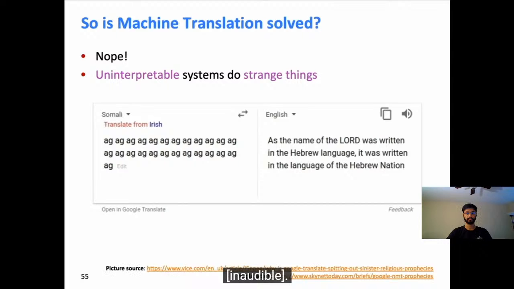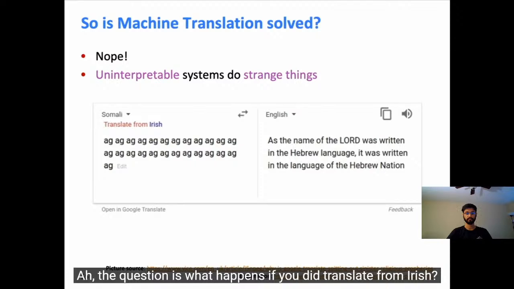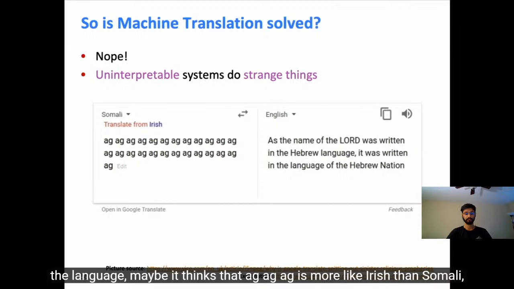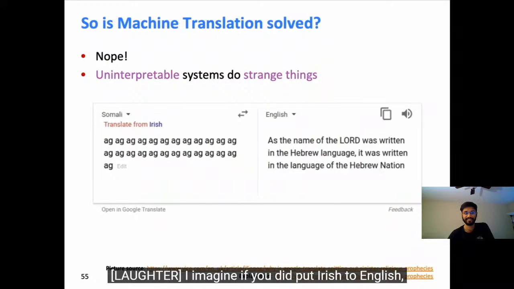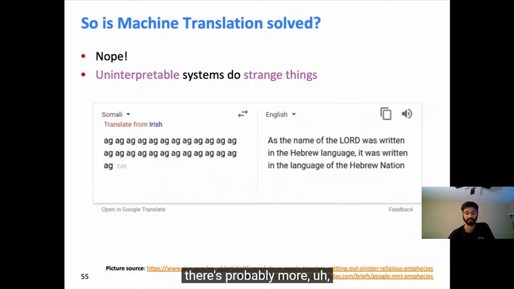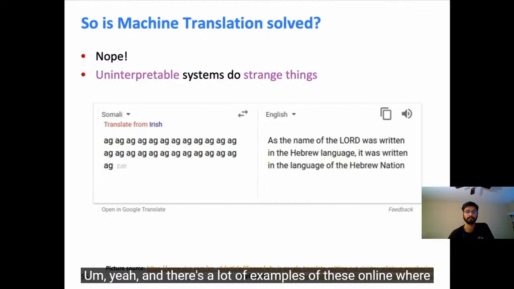Yeah? What happens if you translate back to Irish? The question is, what happens if you did translate from Irish? I suppose that's the part where Google tries to auto-detect the language, and maybe it thinks that "ag" is more like Irish than Somali. I imagine if you did put Irish to English, there's probably more training data for Irish to English, so maybe it wouldn't be so Bible-focused. Yeah, and there's a lot of examples of these online where you do different kinds of nonsense syllables in different languages.